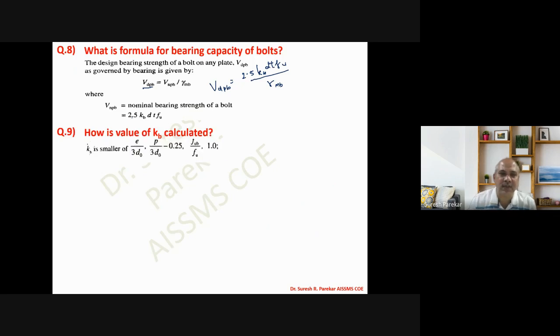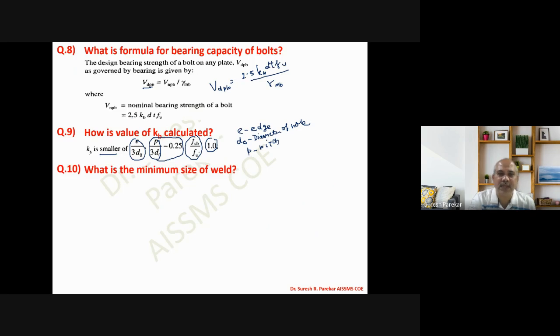Then how is kb calculated? Kb is the smaller of these four values: e upon 3 d naught, p upon 3 d naught minus 0.25, Fub upon Fu, and 1. So we have to go for the minimum of these values. Now what is e? e is the edge distance, d naught is the diameter of hole. So keep in mind this is the diameter of hole. p is the pitch, and Fub is the ultimate stress of the bolt, and Fu is the ultimate stress of the parent metal.